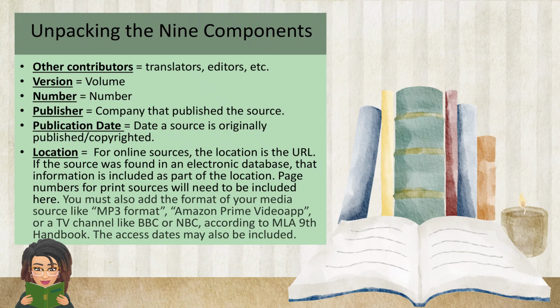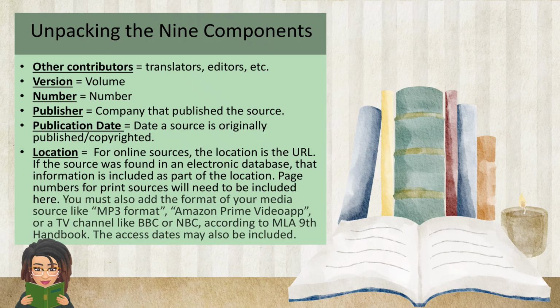The publisher. You can always find the publisher in the book right in the opening cover. If you need to find the publisher of a website, you should be able to find it all the way at the bottom. The publication date is when the work was originally published or copyrighted. Make sure that your online sources include a publication date. If not, then you may want to consider choosing a different source.